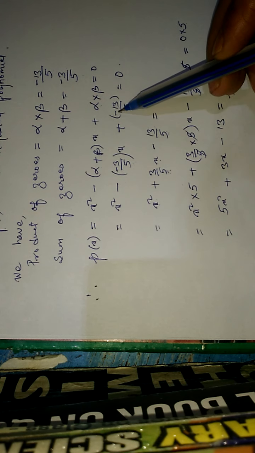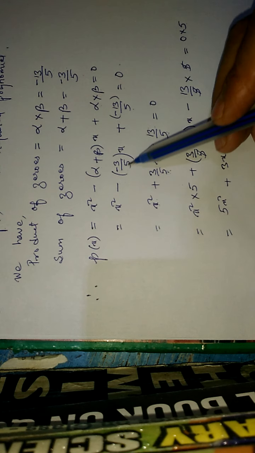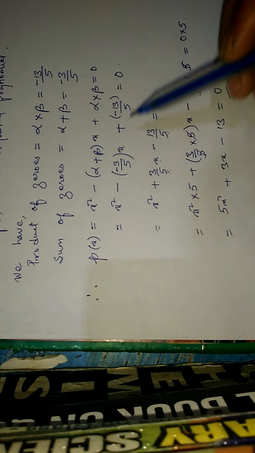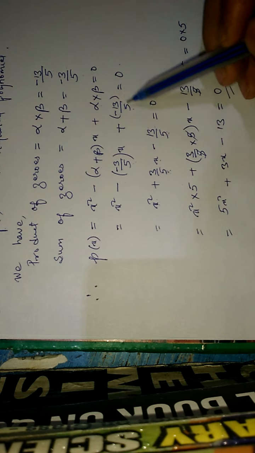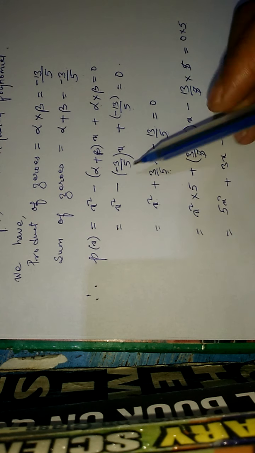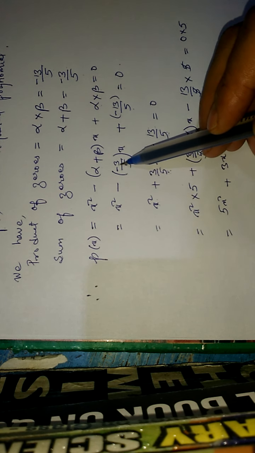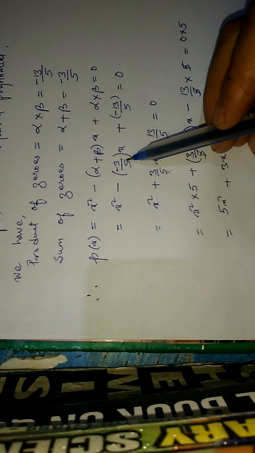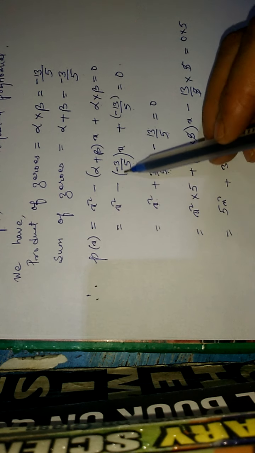To remove this bracket, you have to multiply the numbers inside the bracket with the sign preceding the bracket. Here we have minus. Minus into minus will be plus. Plus into minus will be minus. So it will be x square plus 3 by 5x minus 13 by 5.